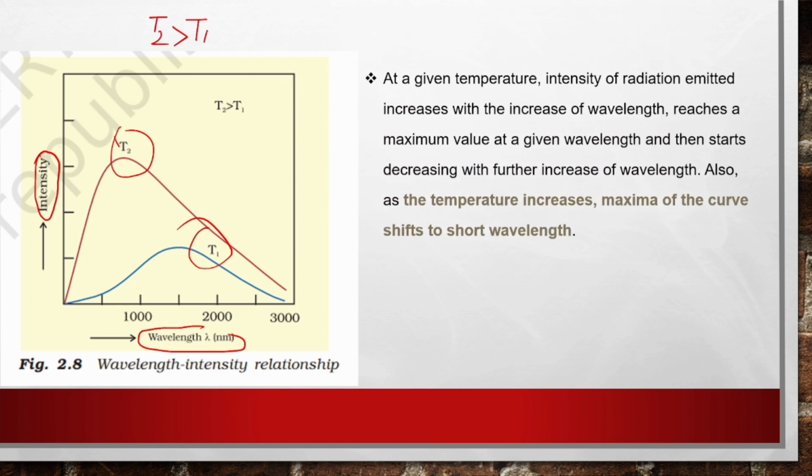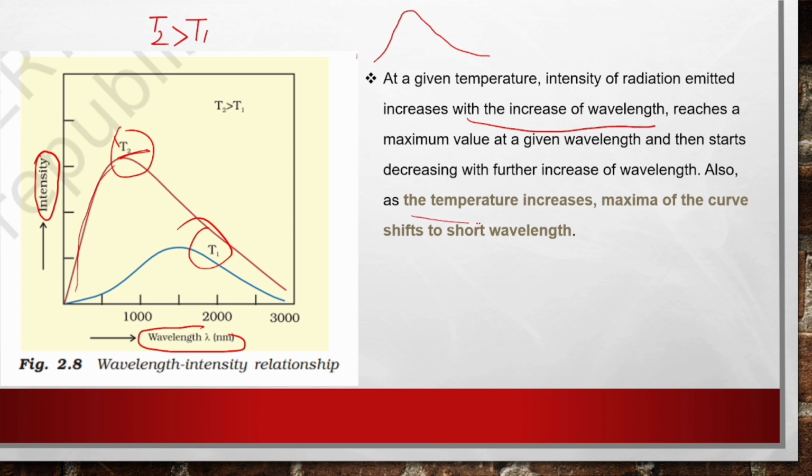At a given temperature, the intensity of radiation emitted increases with the increase of wavelength. When we consider a particular temperature T2, the intensity first increases with the wavelength, reaches a maximum value at a given wavelength, and then starts decreasing as the wavelength increases.